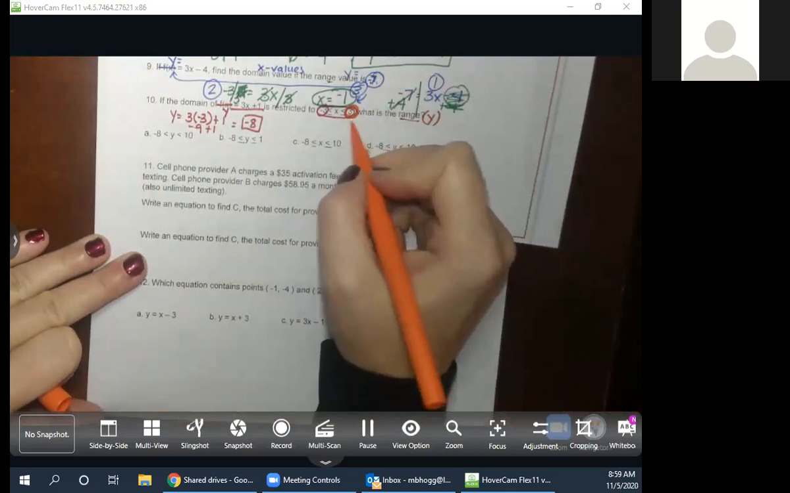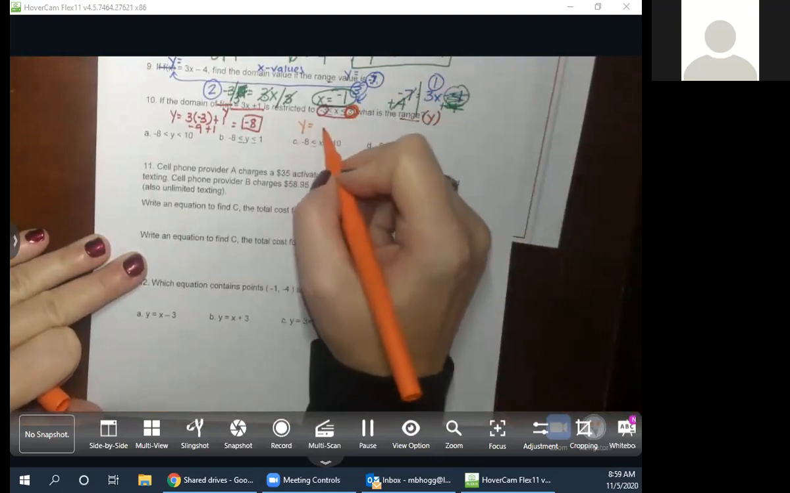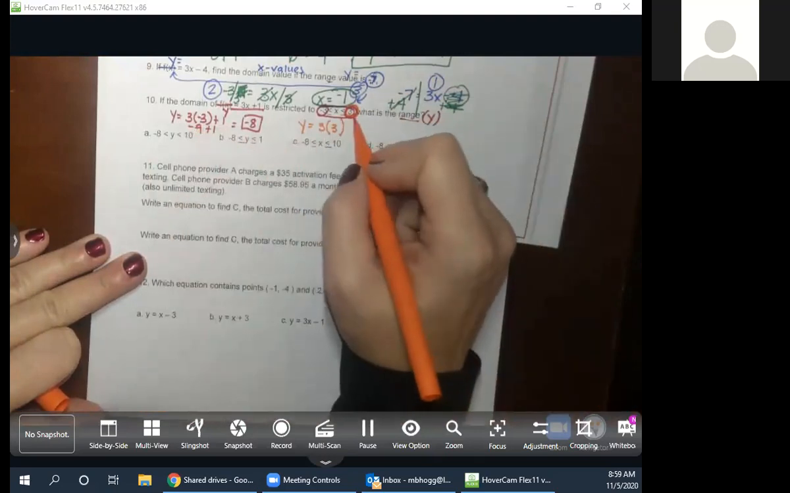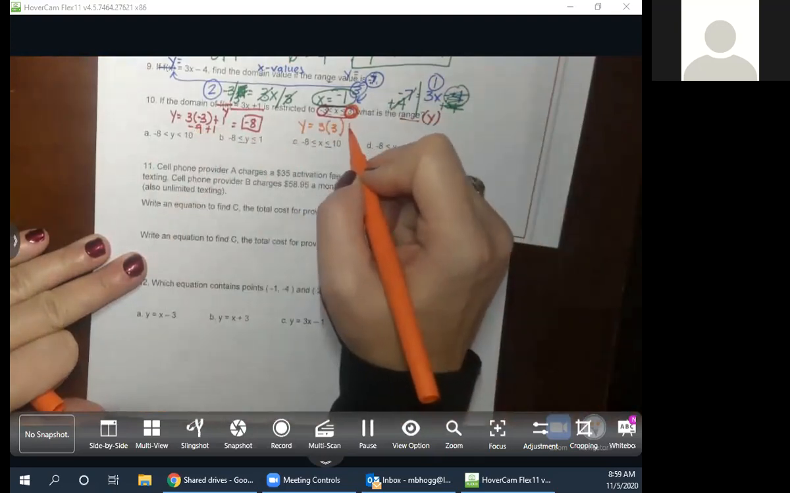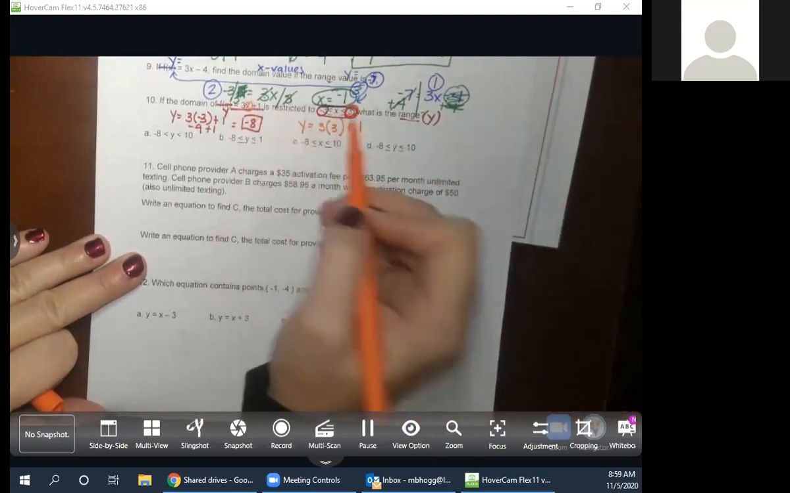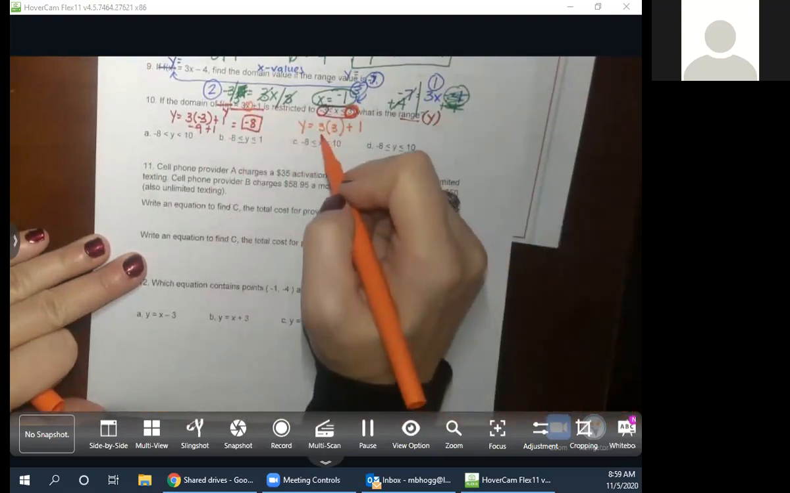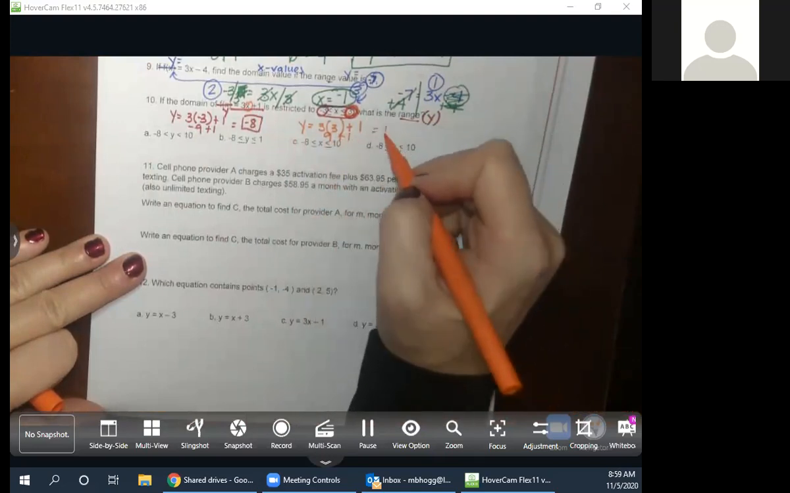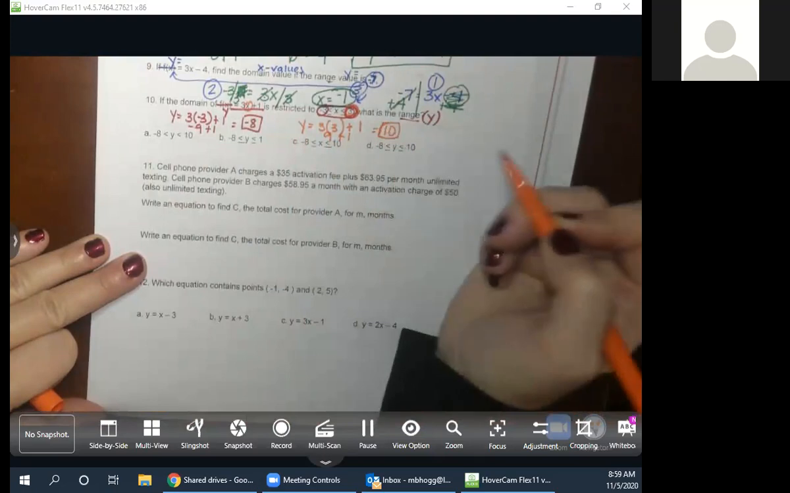This one, positive 3, I'm doing over here. Same equation. Instead of negative 3, this time we're multiplying by positive 3. We're just putting that positive 3 in for our x. So now we have y equals 3 times 3, which is 9, plus 1 is 10. That's the other end of your range.